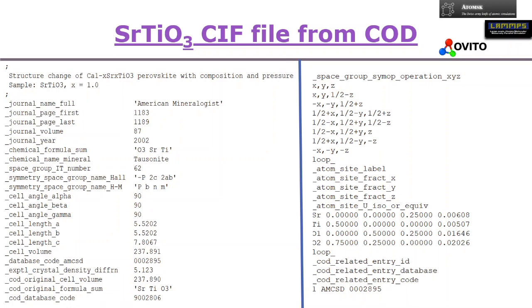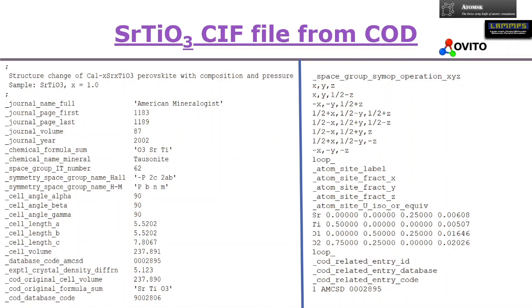For example, when it is xyz, it means that no operations are performed at the moment, and then you find xy half minus z, which means that there is rotation, there is translation, and when you find minus x minus y, it means there is also inversion going on. So after all these operations, you finally find the structure from the CIF file.